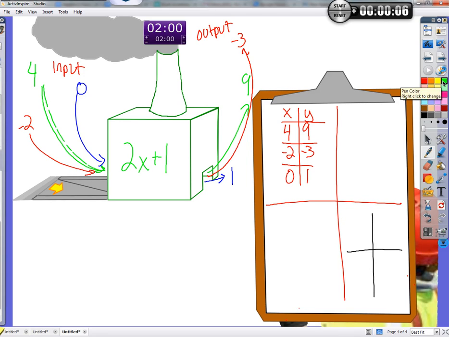What's another idea? Any way that you can think to communicate to another person, how would you do it? How would you communicate to another person that you were watching this function work and a 4 went in and a 9 came out? How could you communicate that to another person?